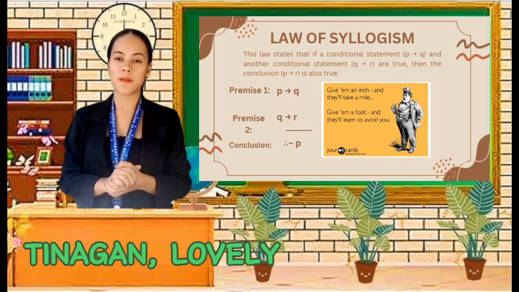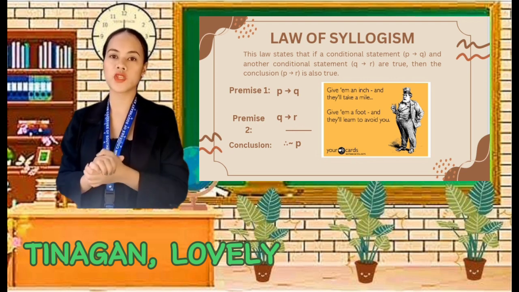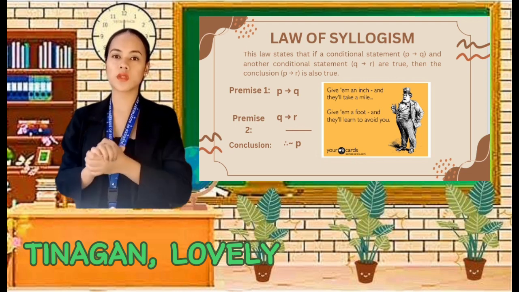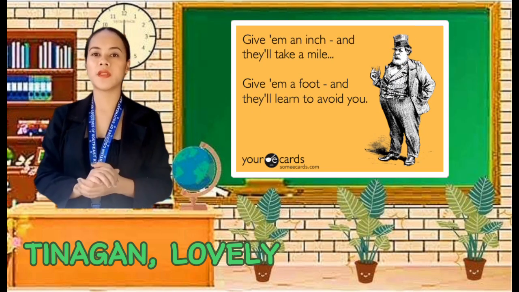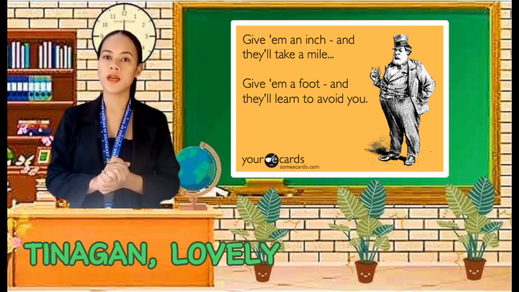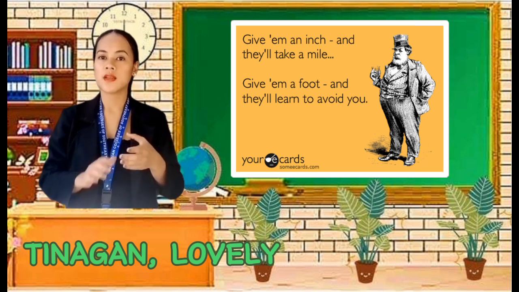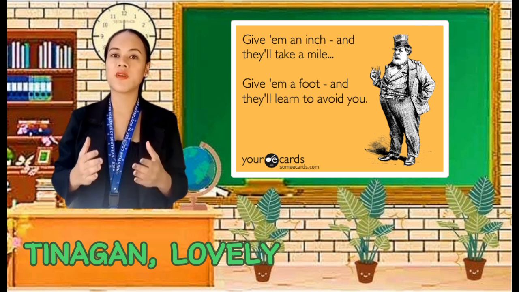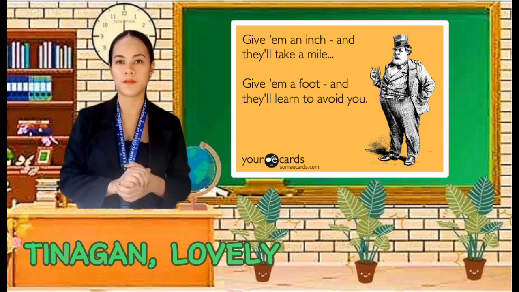Law of syllogism. This law states that if a conditional statement and another conditional statement are true, then the conclusion is also true. In the picture, if you give them an inch, then they will take a foot. If they take a foot, then they will take a mile. Therefore, if you give them an inch, then they will take a mile. This is a valid argument since the conclusion necessarily follows from the premises.